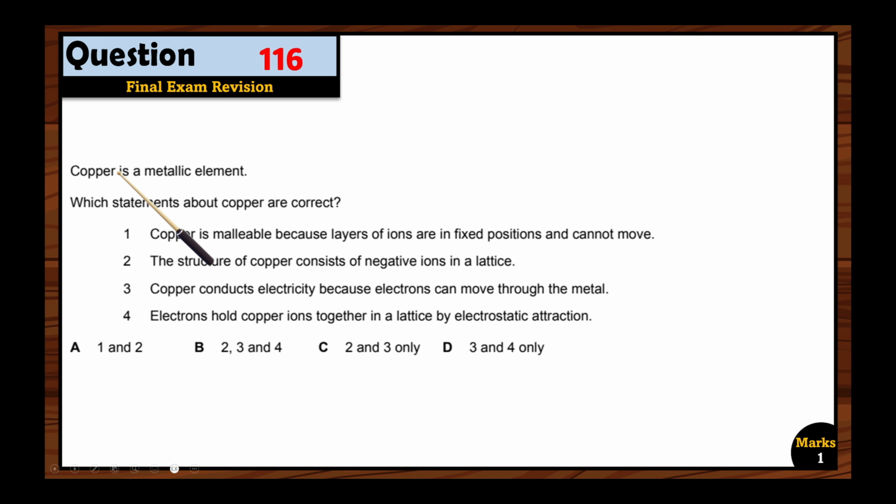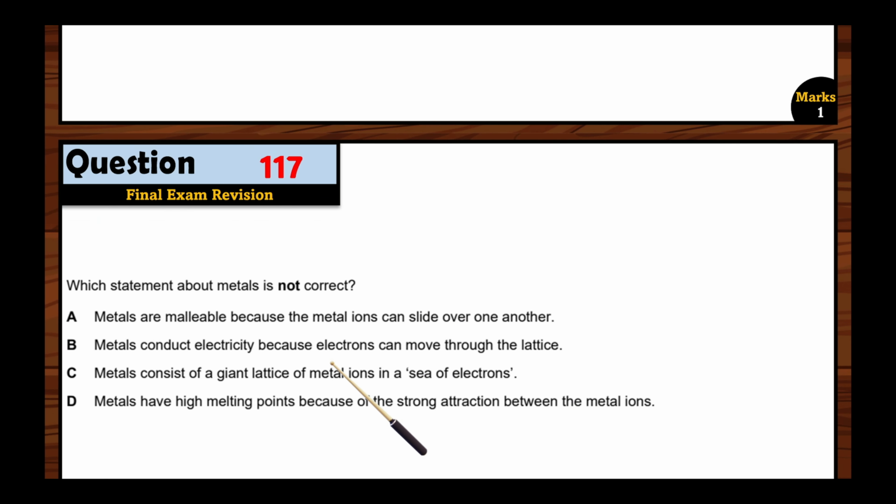Question 116. Copper is a metallic element. Which statements about copper are correct? Now let's see. Copper is malleable because layers of ions are in fixed positions. Wrong. They can slide over each other, okay? The structure of copper consists of negative ions in a sea of electrons. We don't have any negative ions in metallic bonding. We just have positive ions and electrons, right? So statement 2 is also wrong. Copper conducts electricity because electrons can move through the metal. Yes, that's right. Electrons hold copper ions together in a lattice by electrostatic attraction. So 3 and 4 both are right. That's why option D is correct.